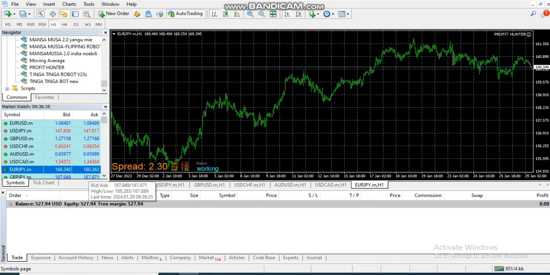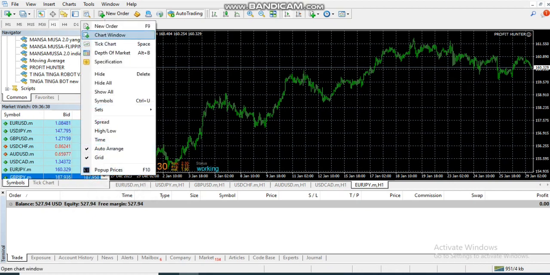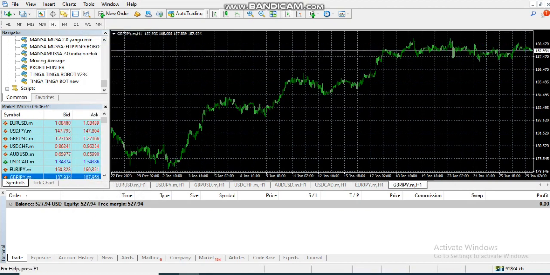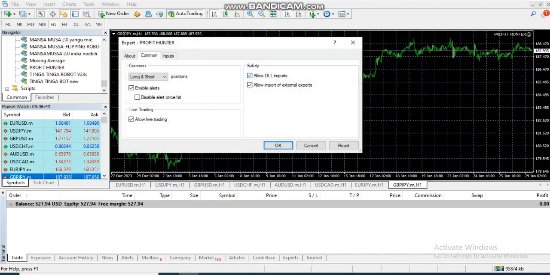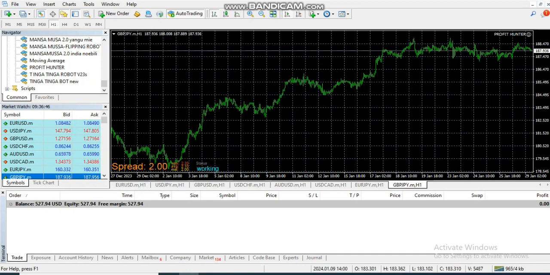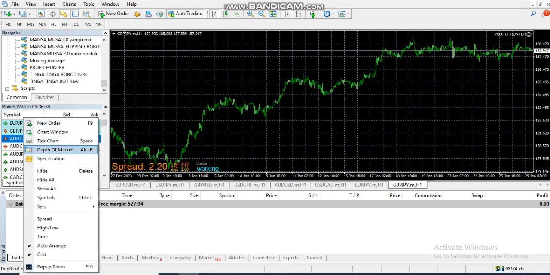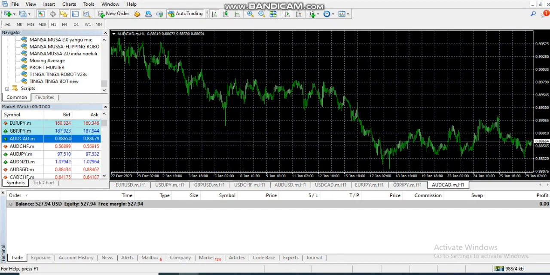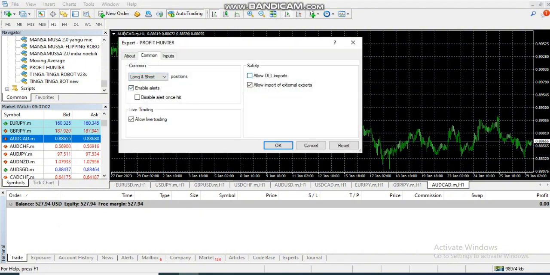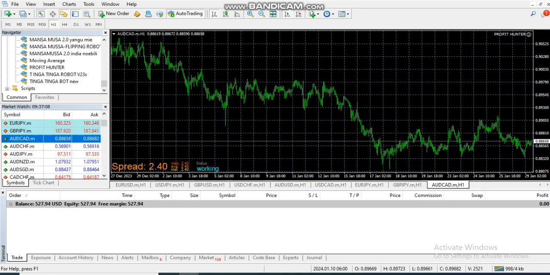So let's test some pairs so we can get a clear entry. The time frame we're using is the 1 hour time frame. We're testing some pairs so we can check which pair is going to enter the market earlier. Then we'll go with the pair that called the trade earlier.